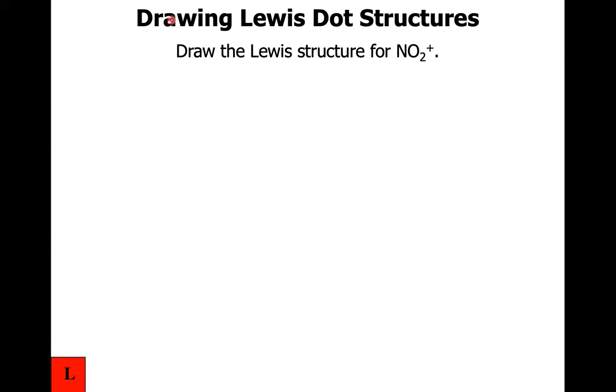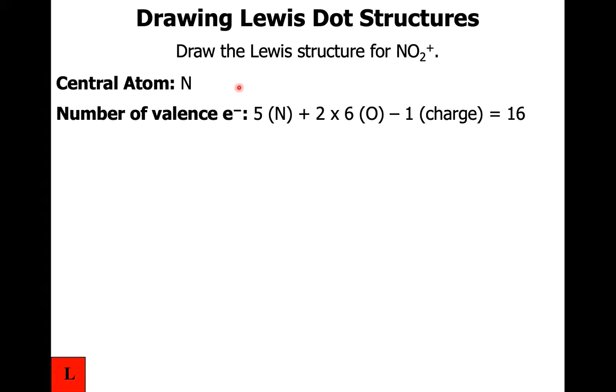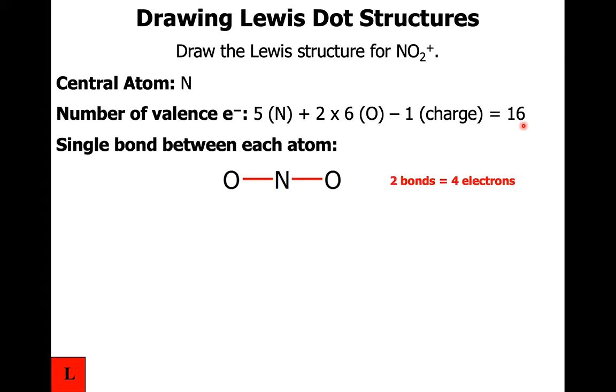All right, let's practice a couple. On the front slide, we looked at nitrate, which was NO3 minus. Here we're going to look at NO2 plus. Counting is going to be a little bit different. Our central atom is nitrogen. Let's figure out the number of valence electrons. Nitrogen is in the 5th column, so it has 5 valence electrons. Oxygen is in the 6th column, so 6 valence electrons times 2 of them. And then the charge removes an electron from the total because it's a positive charge. So 5 plus 12 is 17, minus 1 gives us a total of 16 valence electrons.